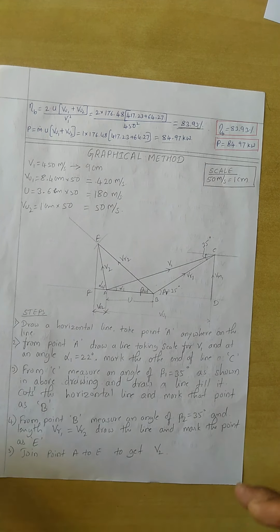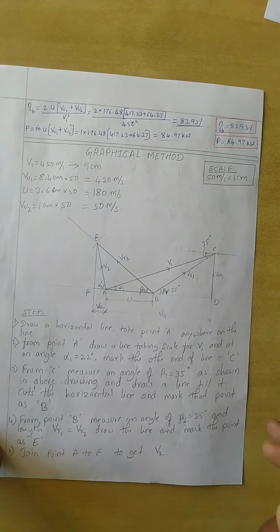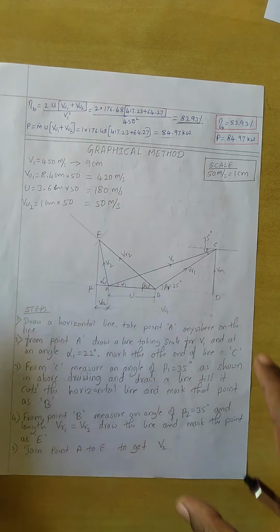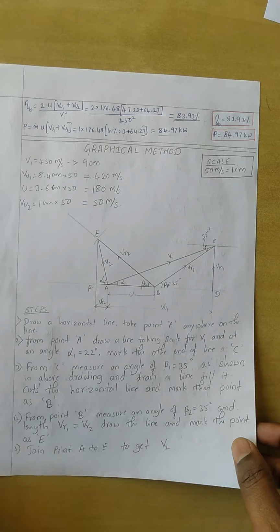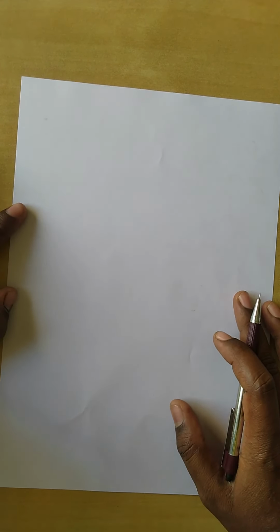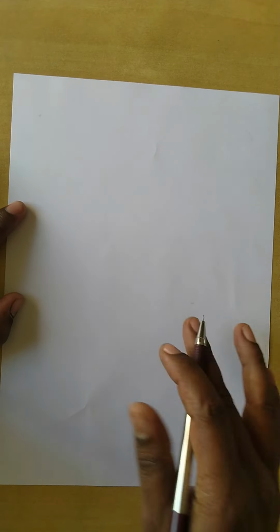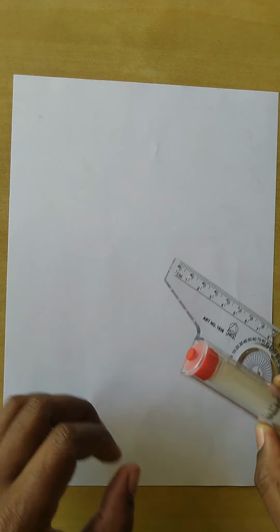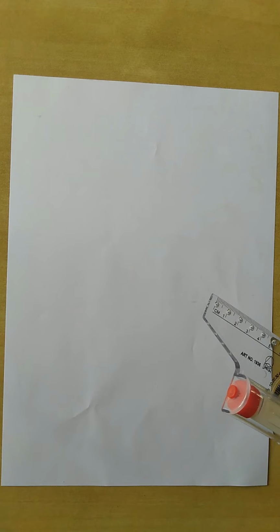Now let us get the answer using the graphical method. I have already drawn it for your reference, and I will explain how to draw it. The difference between this problem and the previous problems is that here U is not given, whereas in the previous problems rotor speeds were given. So we directly drew U first and then V1, VR1, but here U is not given. So how to start?